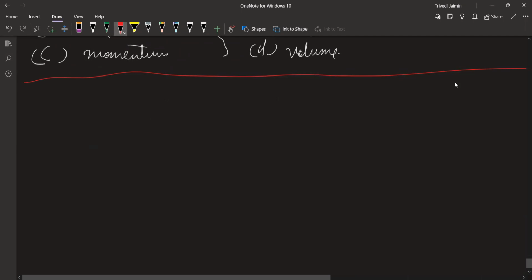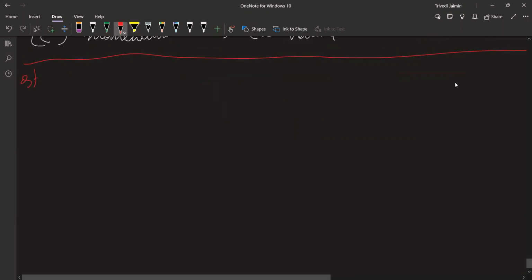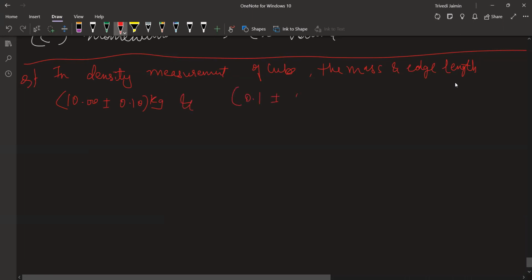Okay, this is also easy. You try. This is from 2019. Error analysis. It's very easy. Intensity. Measurement of a cube. The mass and edge length are 10.00 plus or minus 0.10 kg and 0.1 plus or minus 0.01 meter, respectively.